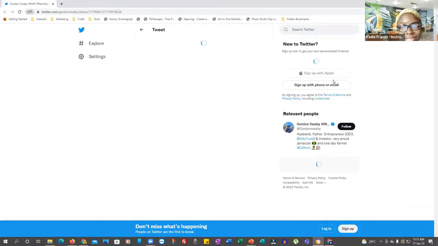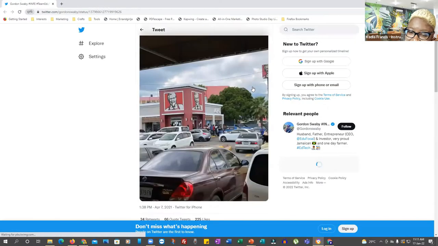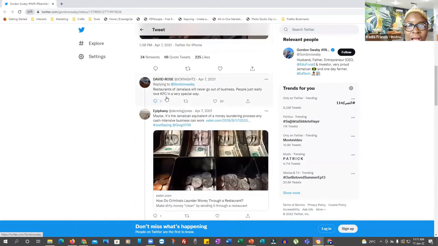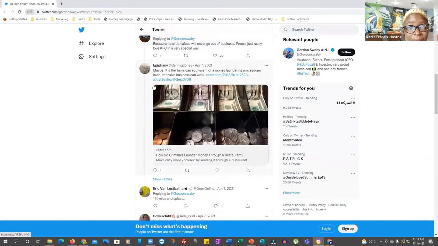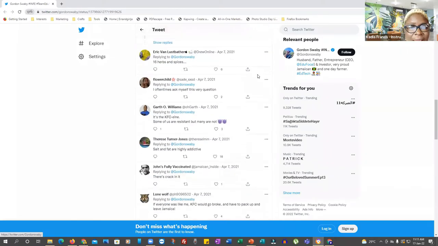Let's look at the comments from Gordon Swaby's tweet. Somebody said, restaurants in Jamaica will never go out of business. People just really love KFC in a very special way. Maybe it's a Jamaican equivalent of a money laundering process. Any cash incentive business can work. 16 herbs and spices. I oftentimes ask myself this very question.